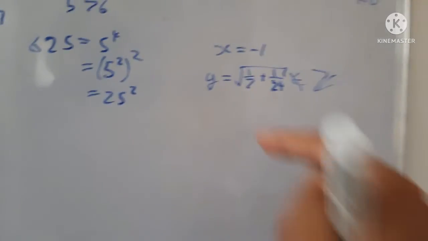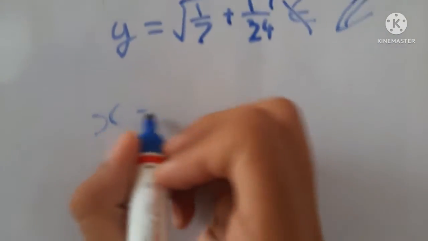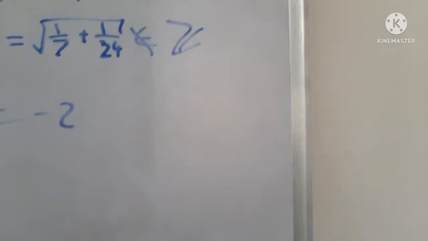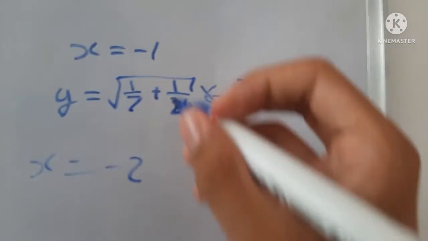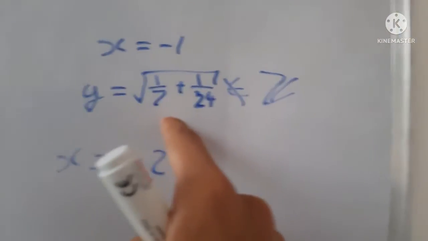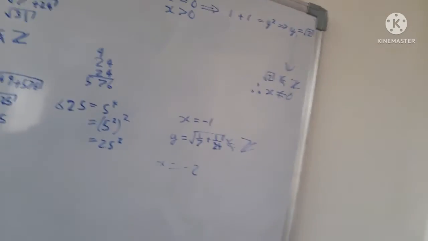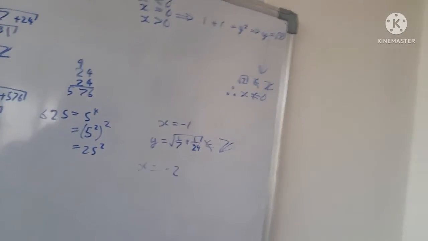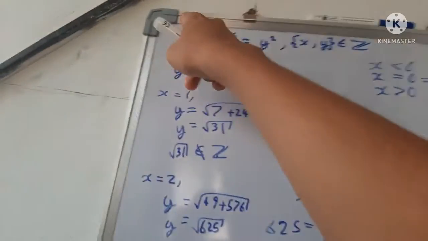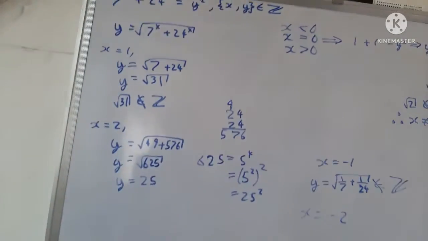Let's try x equals -2. It's just going to get smaller and smaller, so this is going to tend to 0 as x goes to negative infinity. Pretty much, right? Because then this becomes 1 upon infinity, that's 0.